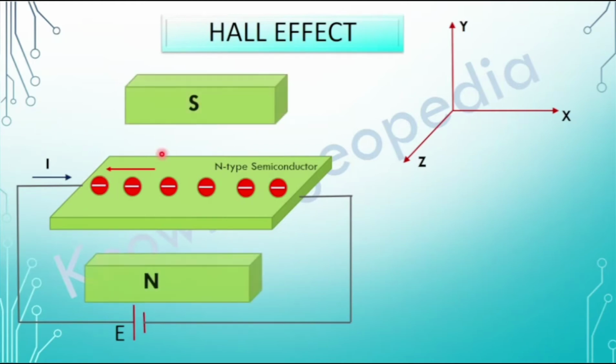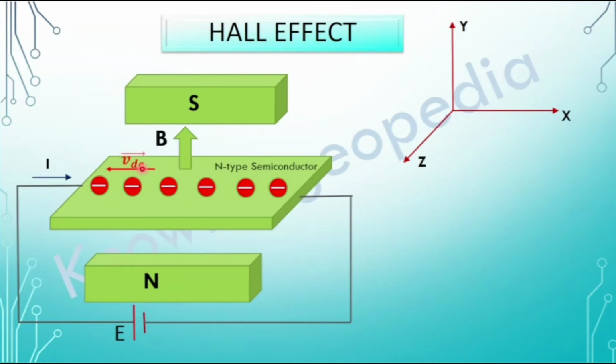Let us now apply a magnetic field perpendicular to the surface of this semiconductor. Surface was parallel to x-axis. Now I am applying this magnetic field in the y direction, which is perpendicular to the surface of this wafer. The direction of the magnetic field B is in the positive y direction. After we apply this magnetic field, what will happen to the direction of movement of these electrons? That is determined by the Lorentz force.